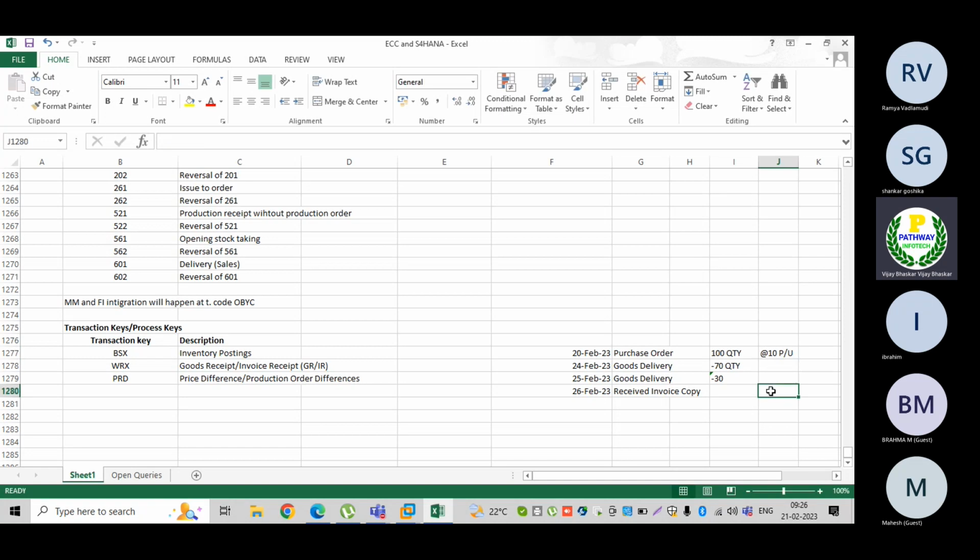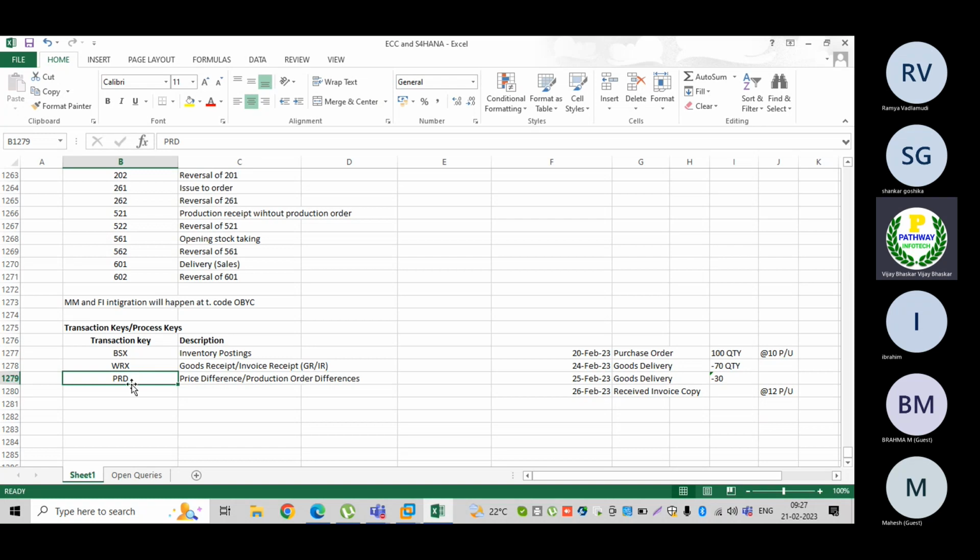But when I received the invoice from the vendor, he mentioned that the per unit cost would be 12 rupees. Then there is a price difference between the purchase order and the invoice. This we are going to record into the price difference. There are multiple business scenarios, we will see those. This is also an important thing.